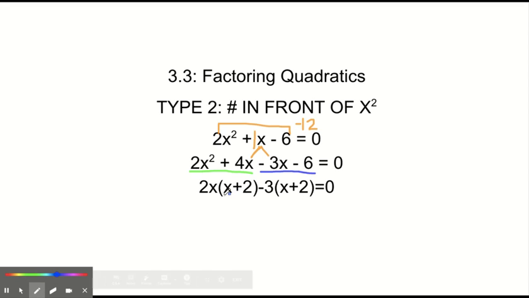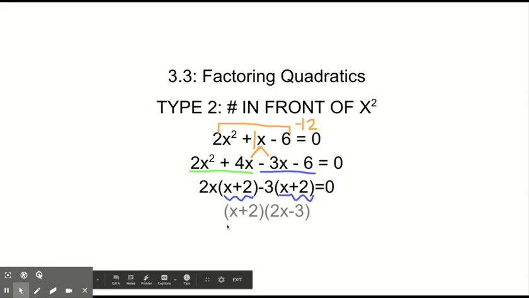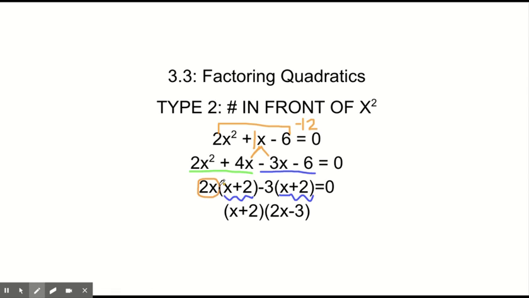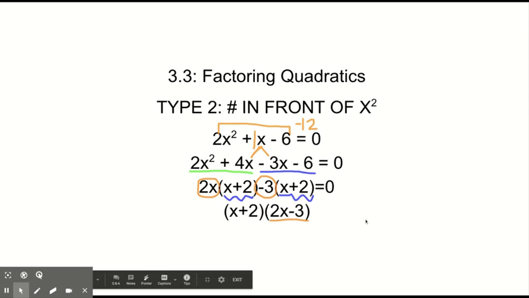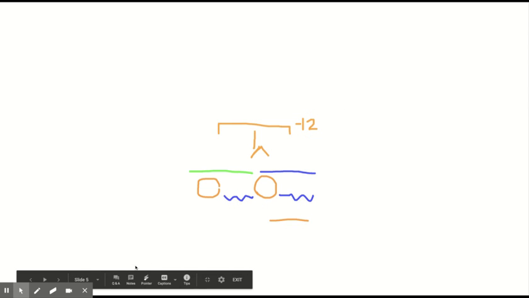Now what you will notice is they both have the same thing left in parentheses. So that's going to go out front like this, and then what's left in the other parentheses comes from whatever was on the outside, here and here. That's what makes up the second parentheses. And that's the factored form. Again, ignore this next piece. We'll move on to the next type of factoring.